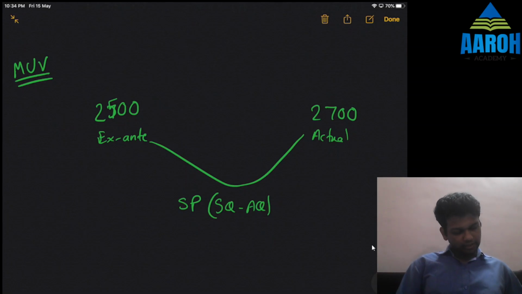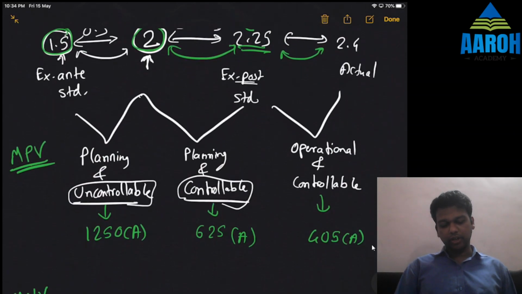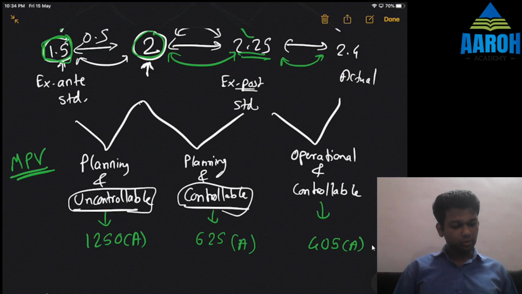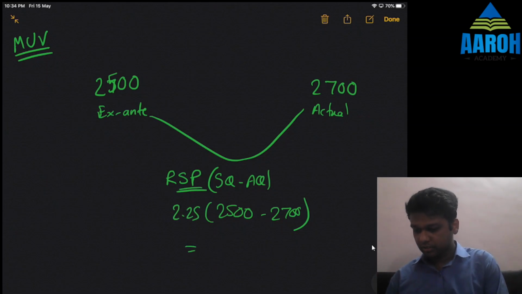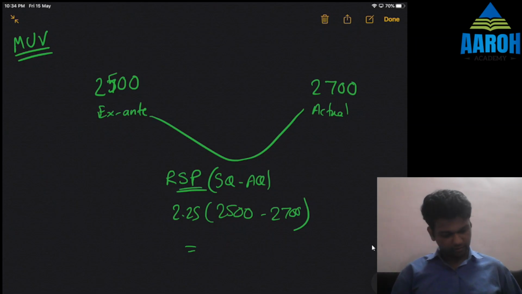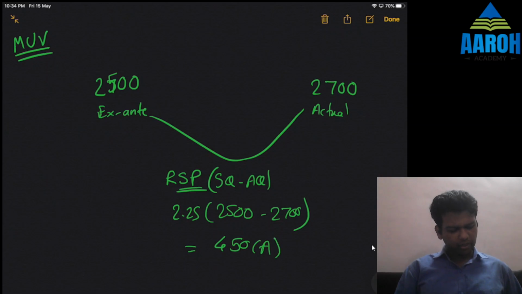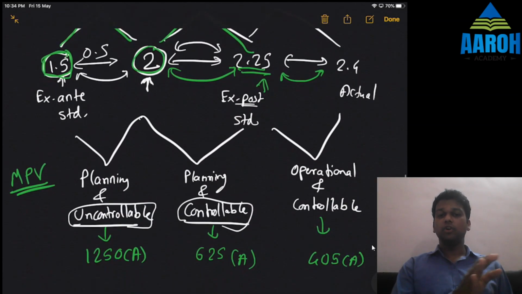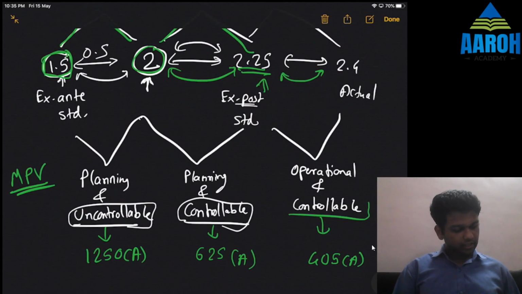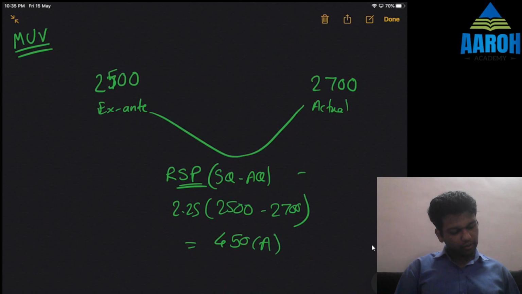But now understand, this is 2500 minus 2700, but our standard price is not 1.5 now. We revised our standard to 2.25. So instead of the standard price, we'll now take the revised standard price, which is 2.25. Again, we'll have to calculate this. 200 into 2.25, 450. 450 adverse, because we used more quantity, right? So this is the bifurcation of total variance into planning, operational, controllable, uncontrollable. If we want, we can call this controllable. In fact, this also we can call controllable, because we don't have any other information. So let's assume that it is controllable.